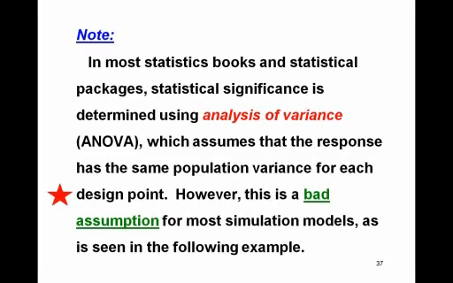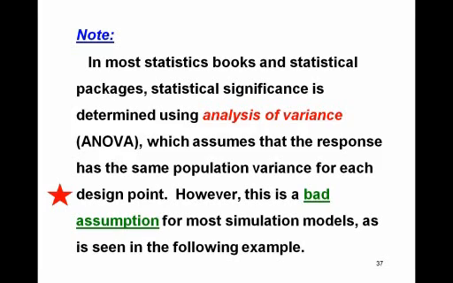Now, if you look at most statistical books, let's say a book in design of experiments, statistical significance is determined using what's called analysis of variance, or ANOVA. And it would probably be pretty difficult to take a basic statistics course without studying analysis of variance. It actually has many uses in design of experiments, regression analysis, and other places.